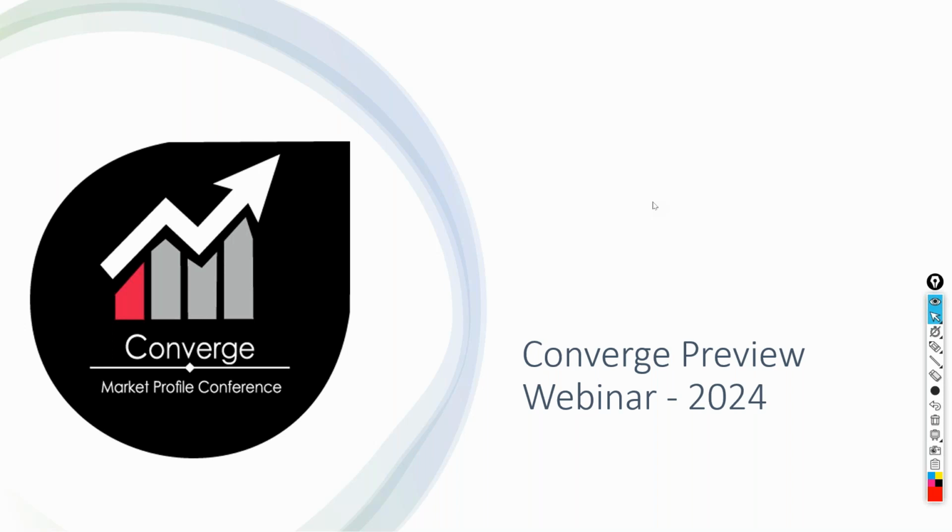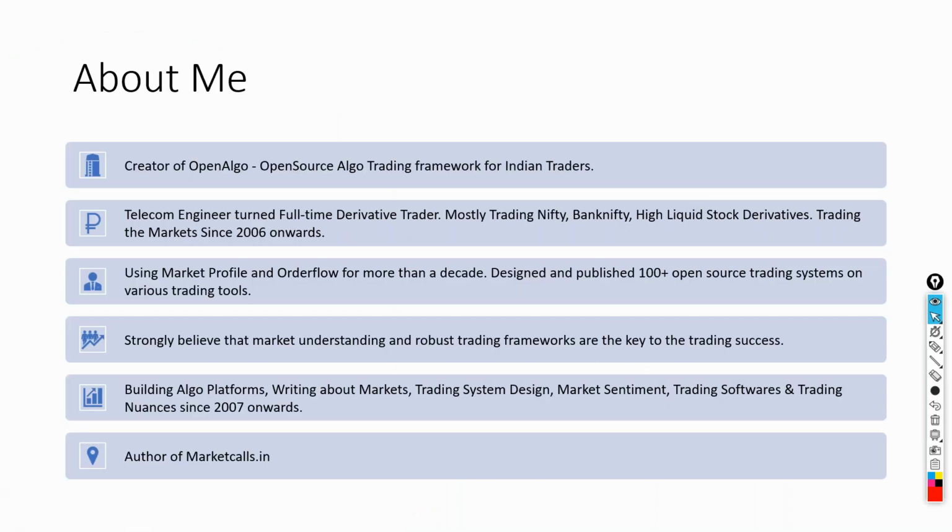So I think this is the only conference I'll be speaking at as a speaker, and I'm going to talk about order flow mostly. Particularly with respect to options. So options is the theme we chose this time for Converge 2024. A little bit about me for the people who are very new to me. My name is Rajendran. I've been trading this market since 2006 onwards.